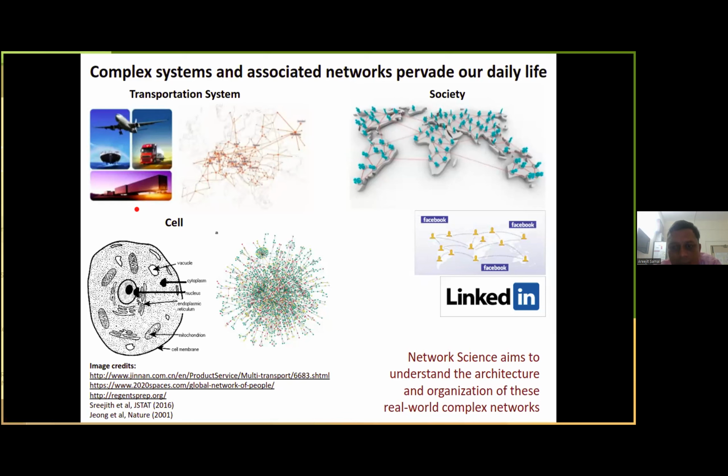And network science aims to understand them. If you look at the transportation system or society or the cell, you see networks everywhere. In the case of the transportation system, you see the airline network, the road network, and networks of several kinds. Data now comes essentially from online social networks. Facebook is a powerful social network. You also have professional networks like LinkedIn. And inside the cell, you have protein-protein interaction networks, metabolic networks. And one of the most important goals of network science is to understand the architecture and organization of these real-world networks.